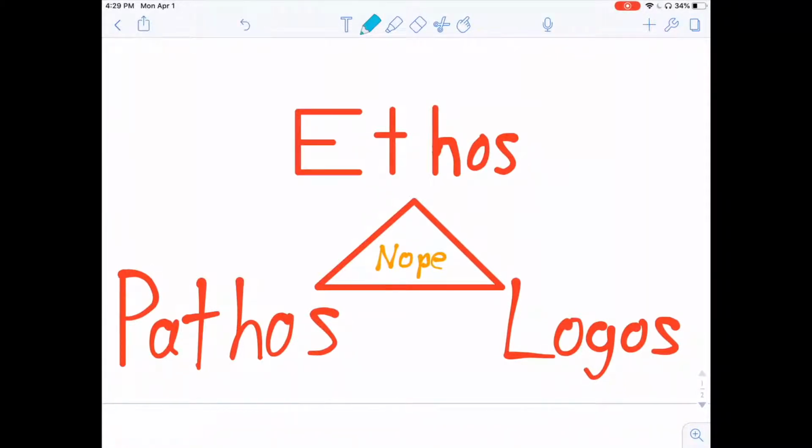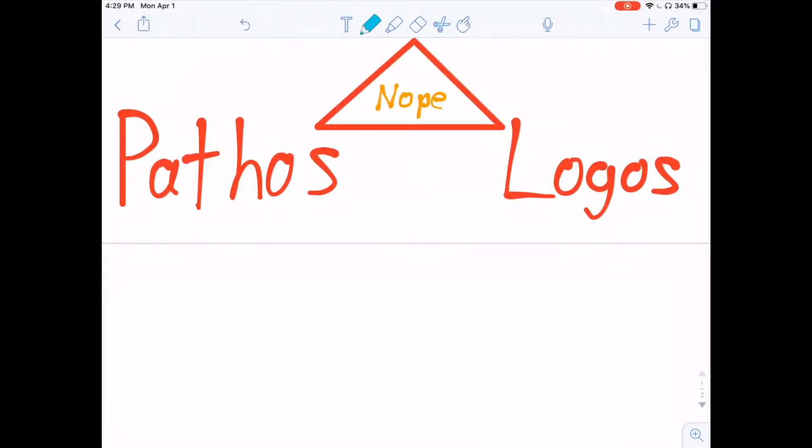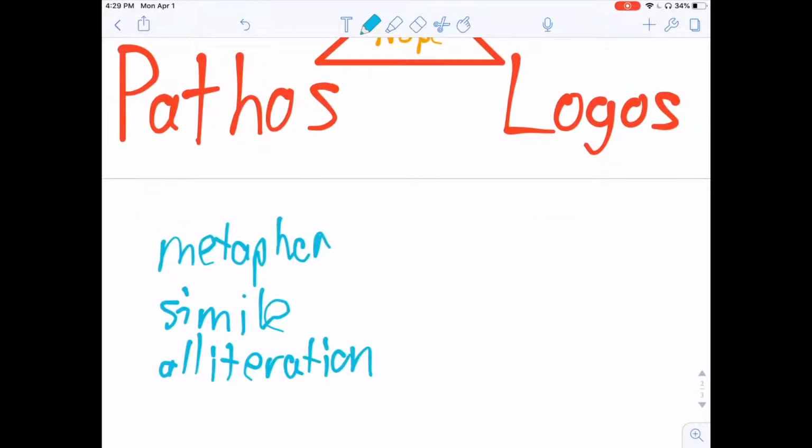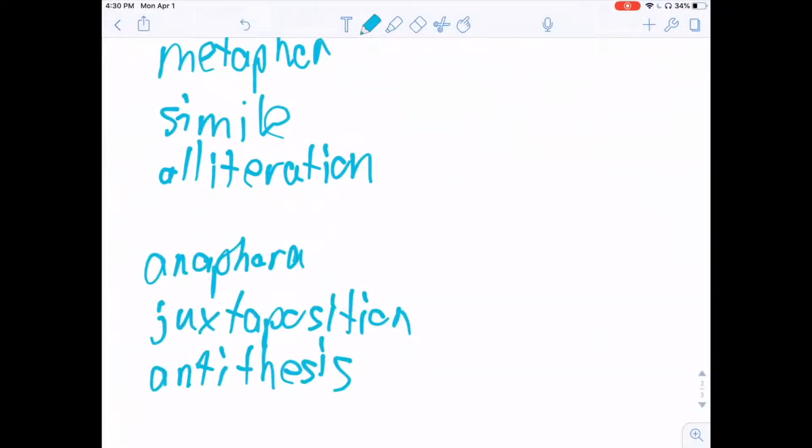basic devices, such as metaphors, similes, or alliteration, are safe bets, but it will really put a smile on your teacher's face if you can get a bit more sophisticated. Try to find devices such as anaphora, juxtaposition, and antithesis. Not only are they good devices, but even if you don't know what they mean, they sound pretty smart.